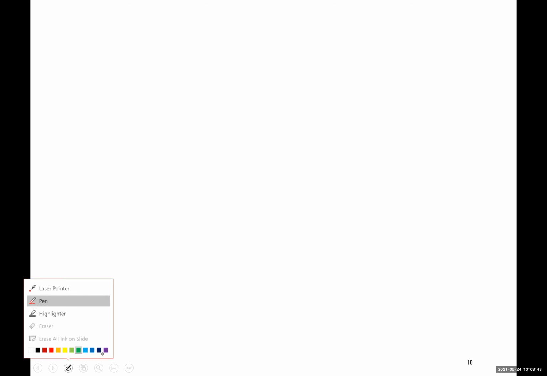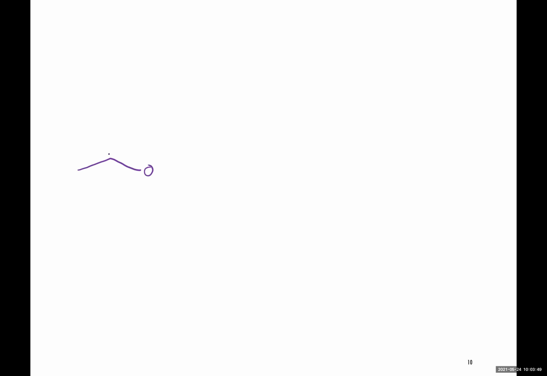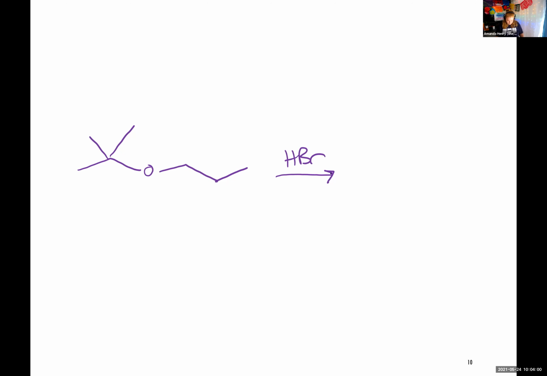It started with a tert-butyl on one side and a propyl, a tert-butyl propyl ether reacted with HBr. You protonated the oxygen. The tert-butyl was a leaving group. That tert-butyl underwent an SN1 reaction. The Br acted as a nucleophile. You got that tertiary alkyl halide. But the other one, you were left with a 1-propanol.